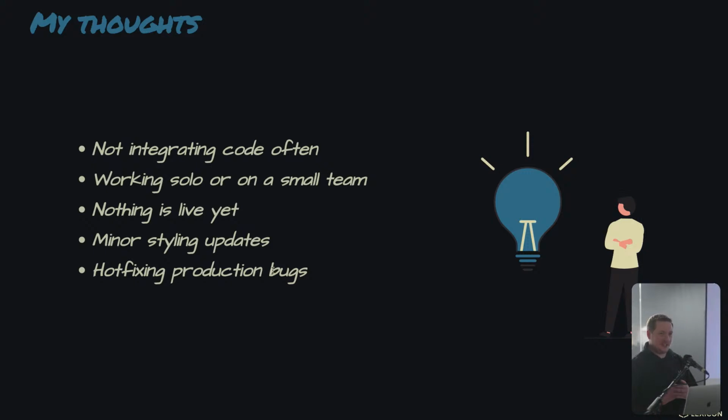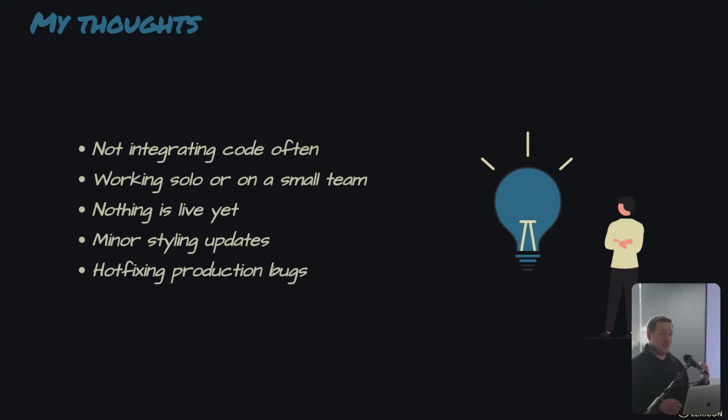All right, that's long enough. All right, so these are my thoughts on that question. If you're not integrating code often, there's not a lot of point feature toggling. It's all about managing the risks of integrating code. If you're working solo on a small team, maybe it's a bit more overhead than you need. You can probably get away with just having conversations between people.